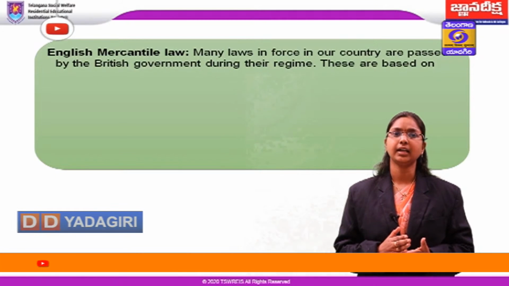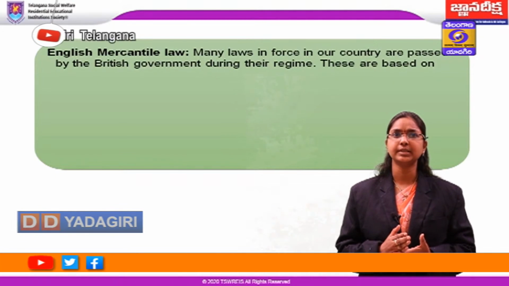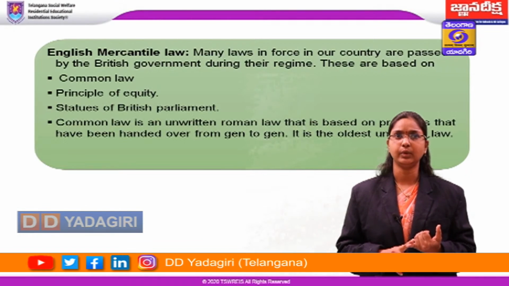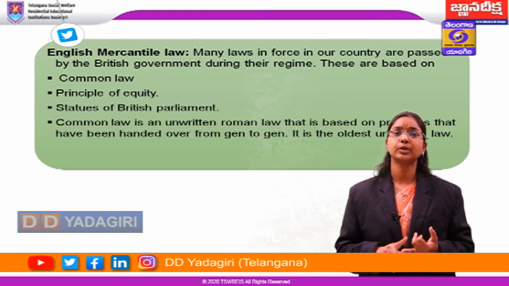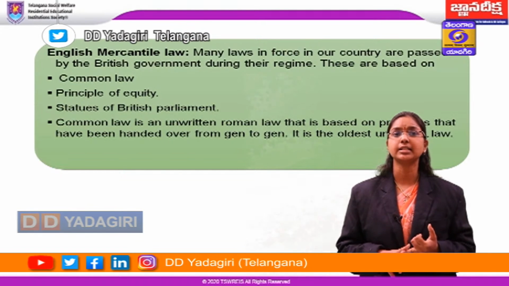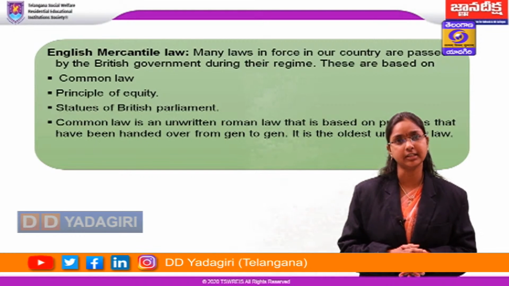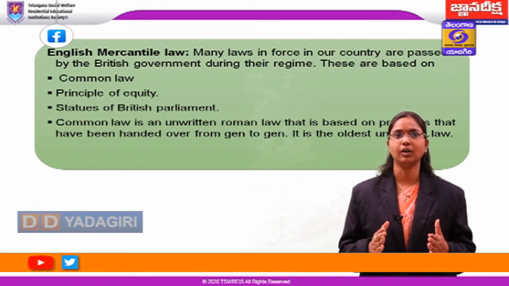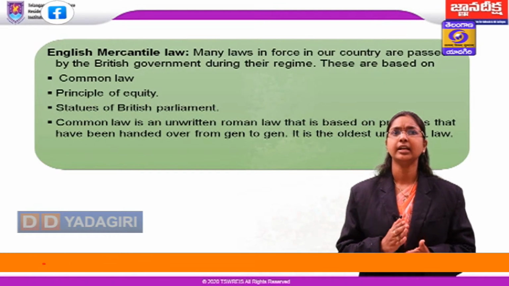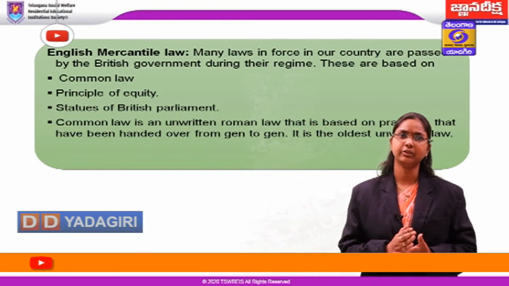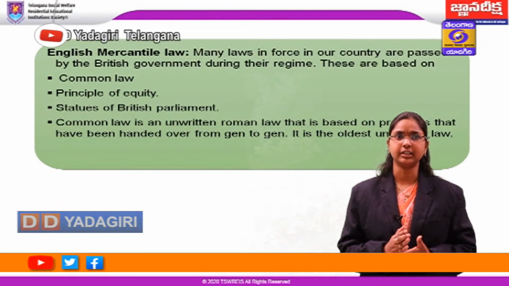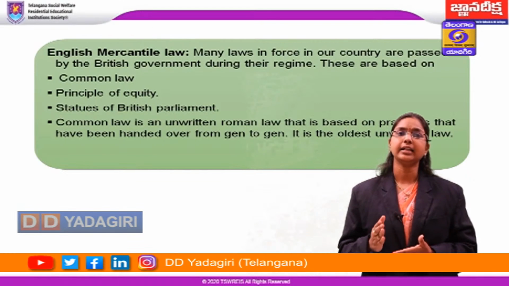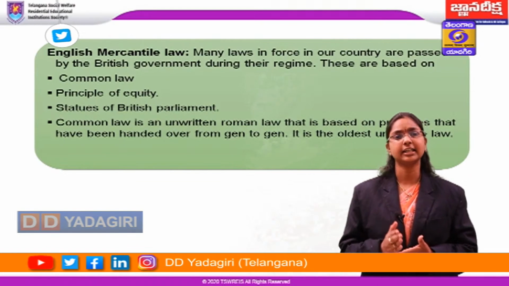This English mercantile law is based on two principles, mainly common law and the principle of equity. Common law here refers to a system of customs and usages that have been followed by British merchants during ancient times. It is the oldest unwritten law that is based on practices handed over from generation to generation. The next is the principle of equity. The principle of equity lies on the concept of justice and kindness.